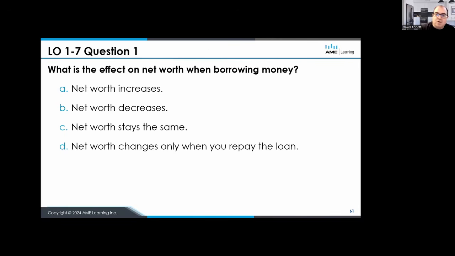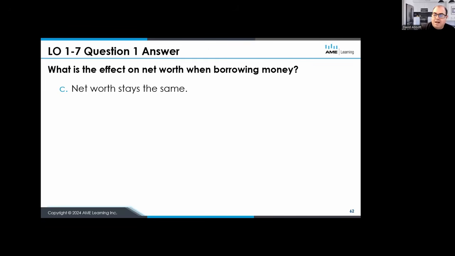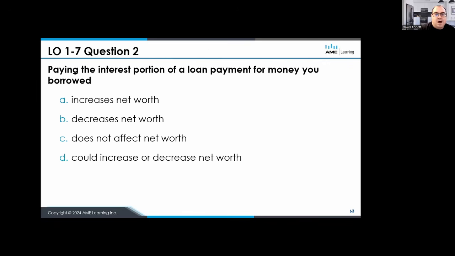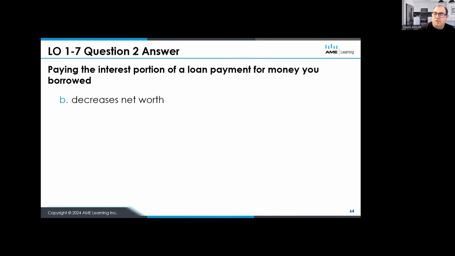So what is the effect on net worth when borrowing money? Is it that net worth increases, net worth decreases, net worth stays the same, or net worth changes only when you repay the loan? And it's that the net worth stays the same because you're only affecting your assets and your liabilities. Now, paying the interest portion of a loan payment for money that you borrowed, does it increase your net worth, decrease your net worth, not affect your net worth, or could increase or decrease your net worth? And it decreases your net worth.